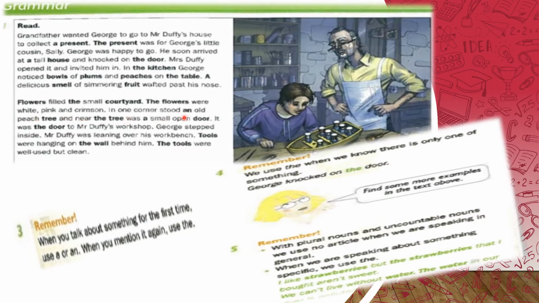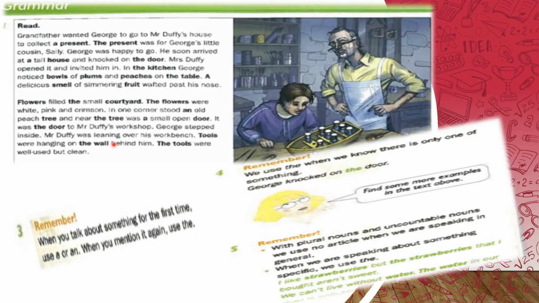On one corner stood an old peach tree. Why? Because it is an old peach tree, yes, not a specific tree. And we have to put an because we have a vowel. And near the tree, which tree? Yes, the one we mentioned before. Was a small open door. It was the door to Mr. Duffy's workshop. George stepped inside.